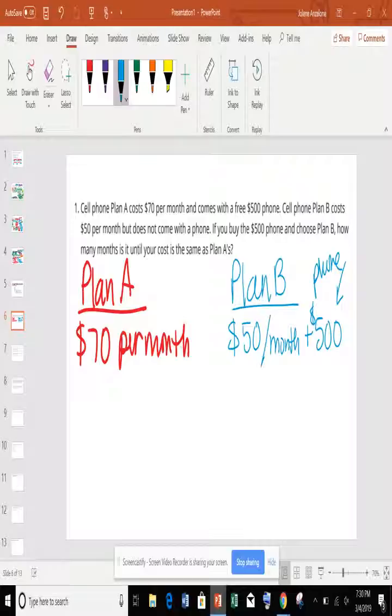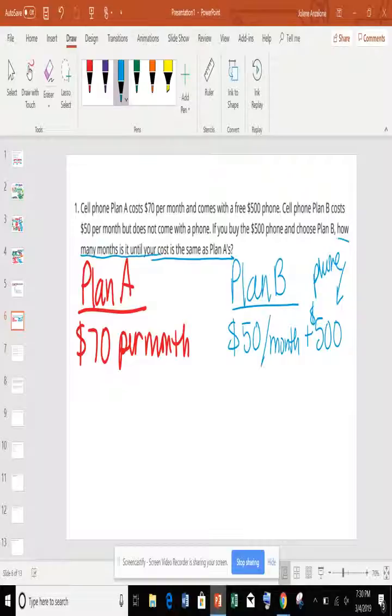So we've got to decide how many months until our cost is the same. So you've got to come up with a plan to decide how many months into the cell phone bill will, like, let's say that you sign up for plan A and I sign up for plan B. How many months into our paying our bill every month until we've both spent the same amount of money?